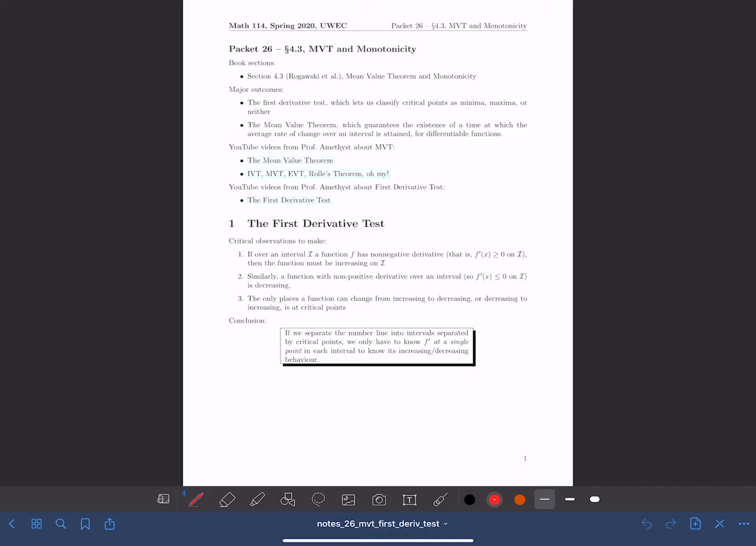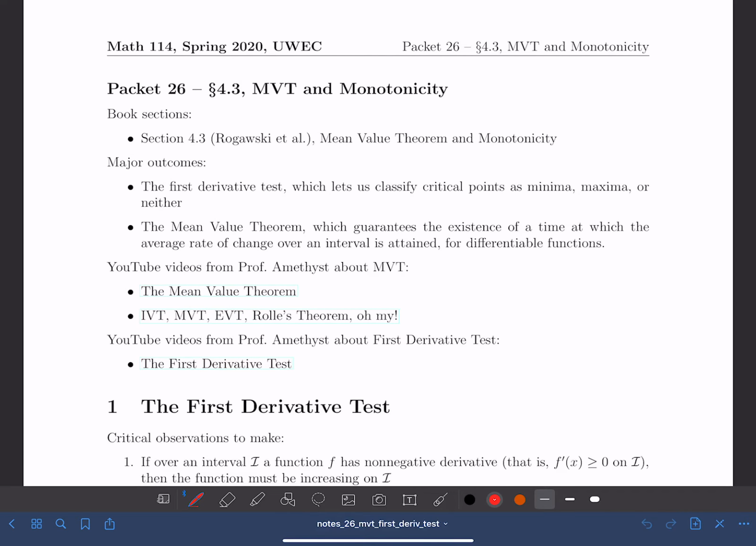Oh, hi. Welcome back to another lecture on Calculus 1. We are in packet 26 today, and we're going to be talking about the mean value theorem and monotonicity.